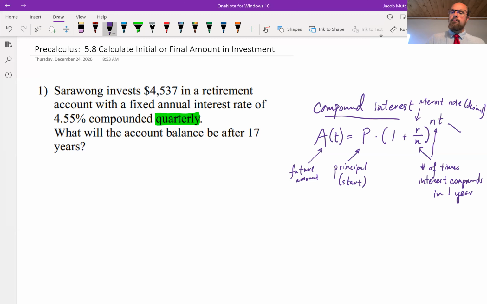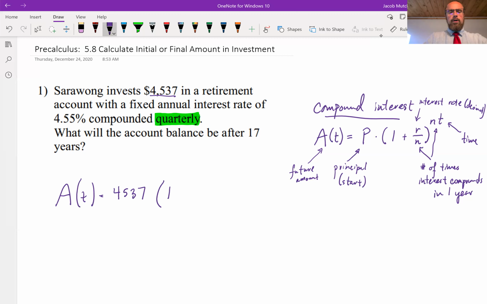So for this question, we kind of, at this point, know what we're looking for. We're looking for A of t. And so what we need to do is plug in values for the principal, the rate, the n value, and the time. So we'll just start setting it up. I am looking for A of t. My principal is the initial investment. So that's going to be the $4,537.